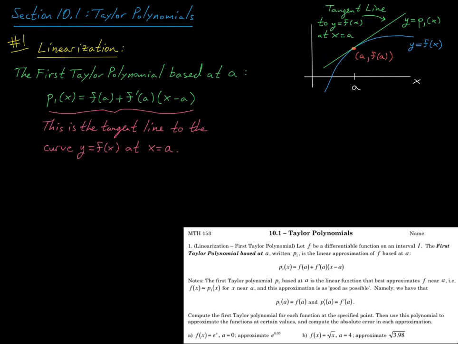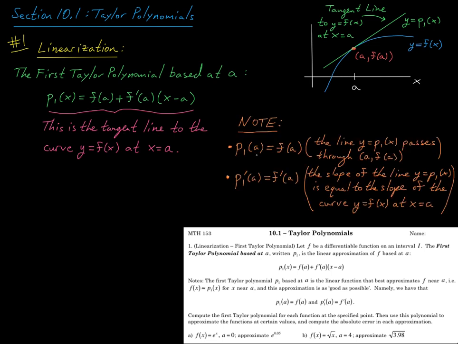Okay, so just make a note here, right? Again, this is just the tangent line to the curve at x equals a. And then two notes here. Note that if I plug a in for x, I'm going to get an a minus a, which is 0. So this whole term right here will drop out, and I'm just going to be left with f of a. And that's simply an expression of the fact that this line in green passes through the point a comma f of a.